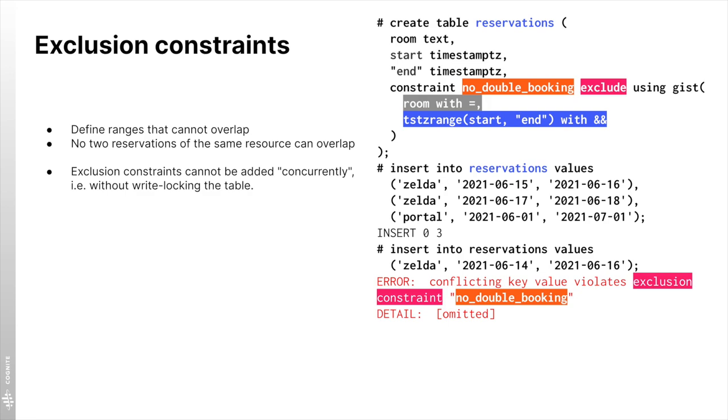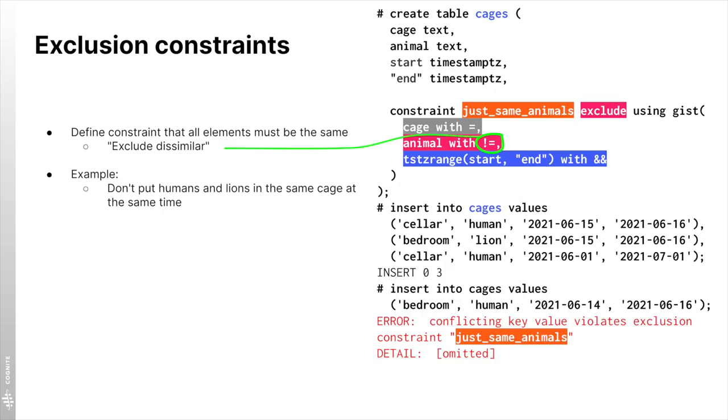Note that these constraints cannot be added concurrently to a table, so you will need a maintenance window to be able to create exclusion constraints if you grow. Create them after you initially create the table. With exclusion constraints, you can also define constraints where something has to be the same. So it's essentially exclude dissimilar items. In the example here, we create a table cages where we have various cages and what animal to put in them and in which range. So we see that we can insert humans and lions in different cages, but we cannot put a lion and a human in the same cage at the same time.